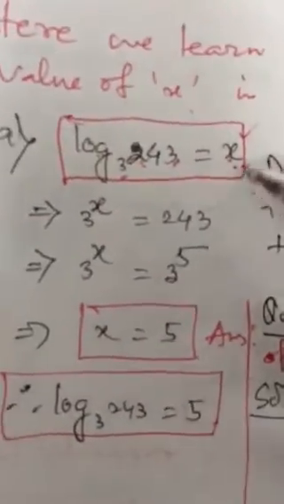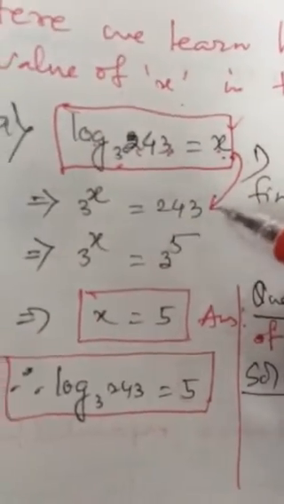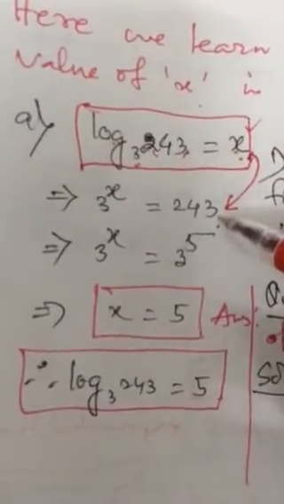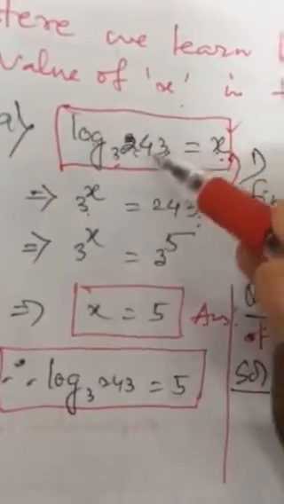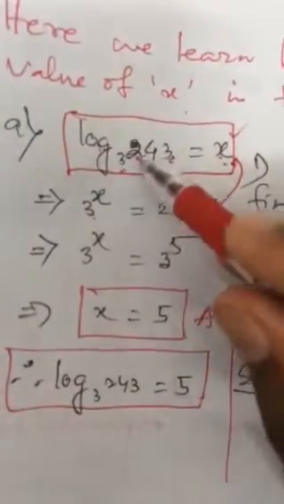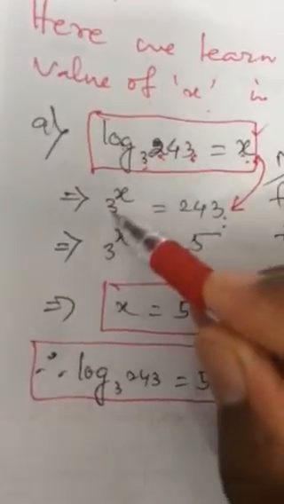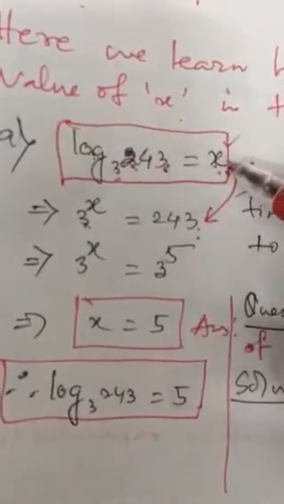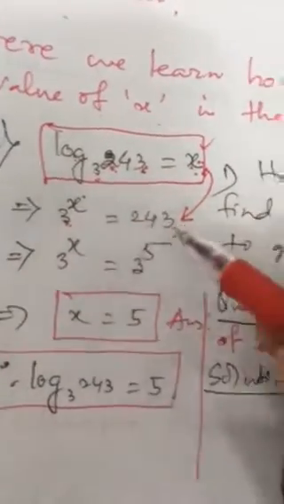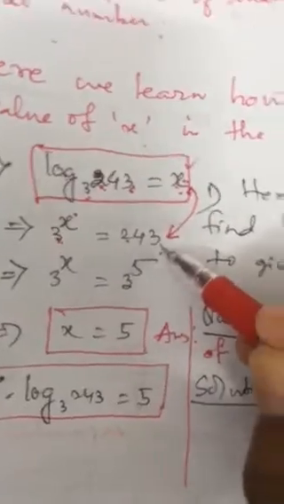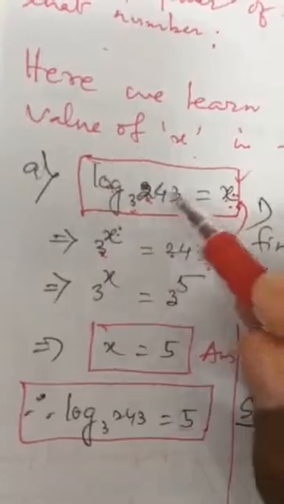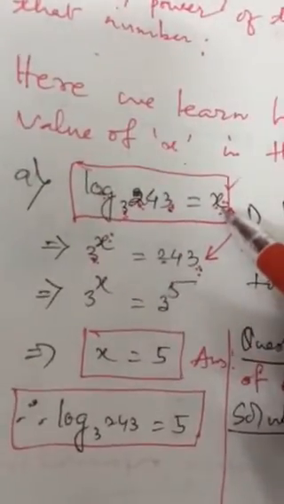Very simple. Now this logarithmic form should be converted to exponential form. Here try to understand. This is the log of 243 to the base 3. Base is 3. Log is x, meaning x is the power, the exponent. So 3 to the power x is 243, because log of 243 to the base 3 is x.